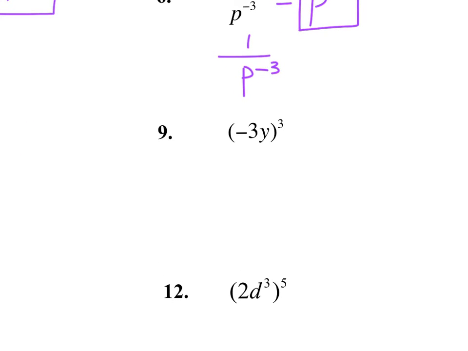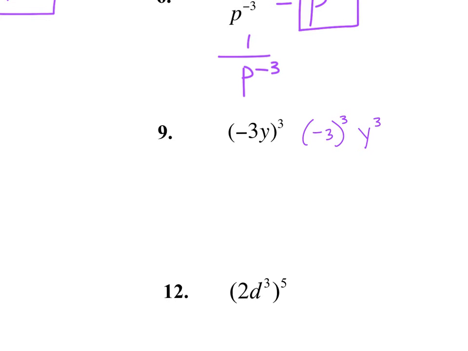All right, number 9. Okay, so your calculator. If we're doing that distributive property again, this is negative 3 to the 3rd power and y to the 3rd power. This one works out either way because it's an odd power.